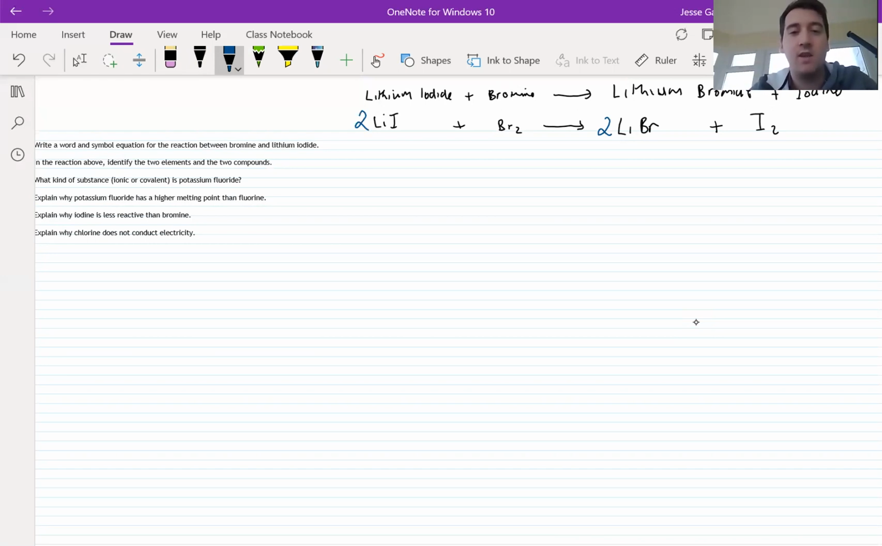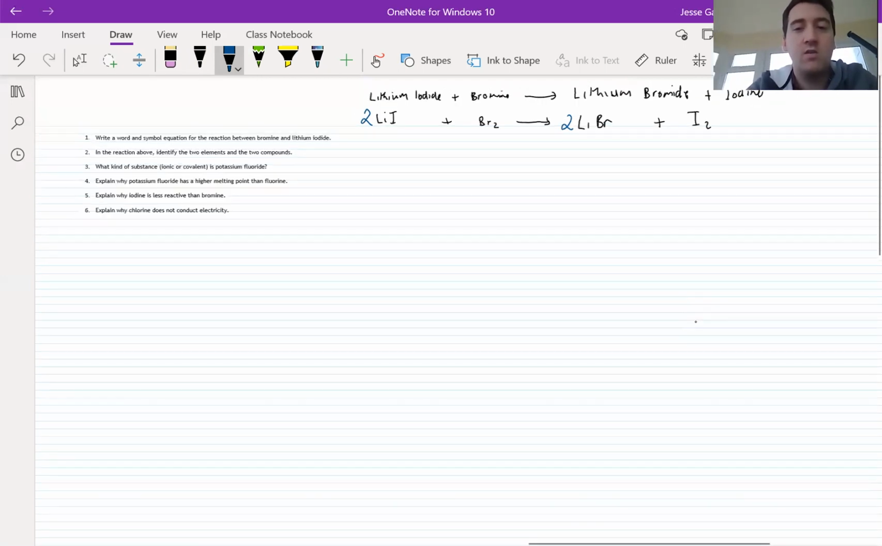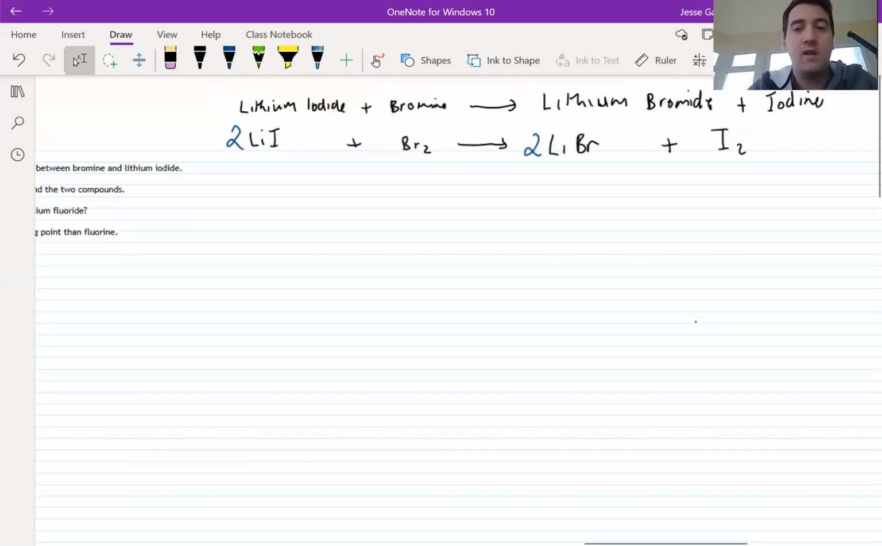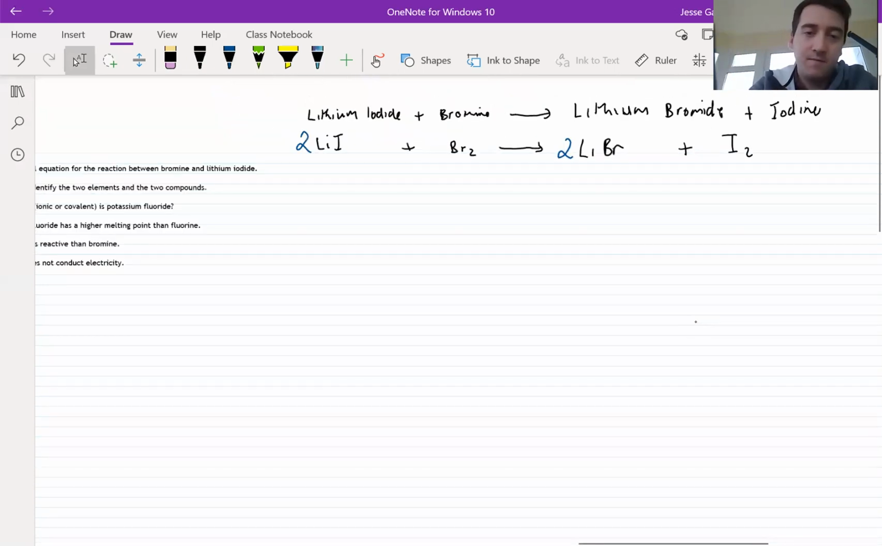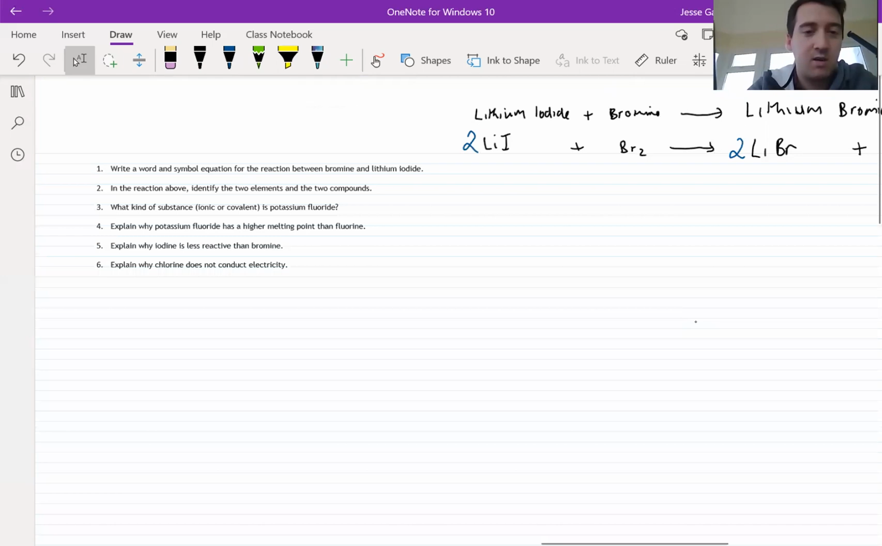2 lithiums, 2 lithiums, 2 iodines, 2 iodines, 2 bromines, 2 bromines. Good. So there is question 1 done. So do correct it now. Hopefully you got it right. Well done if you did. And if not, fix it up for me.